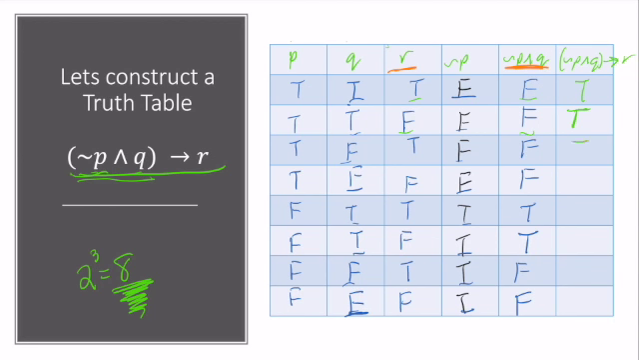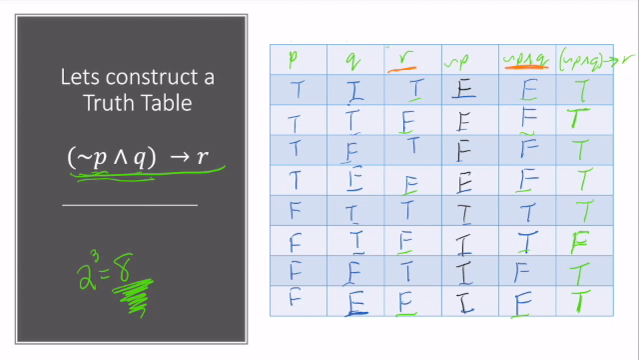False implies true, which is true. False implies false, which is also true. Maybe we're going to have a tautology. I don't know. Friendly reminder, tautologies are when we get a true answer every time. Next I have true implies true, which is true. True implies false, which is, oh, false. Darn it, so close. False implies true, which is true. And false implies false, which is also true.